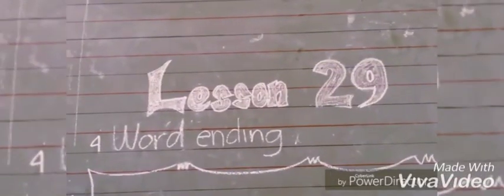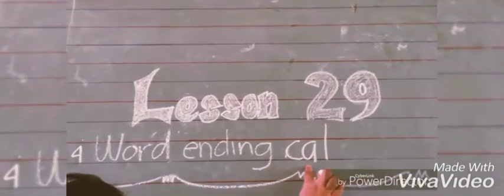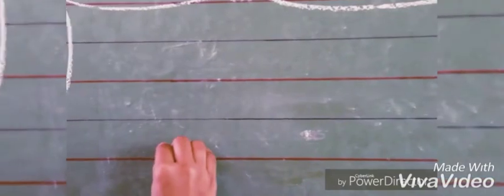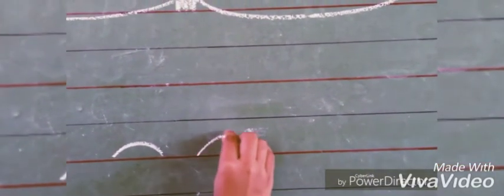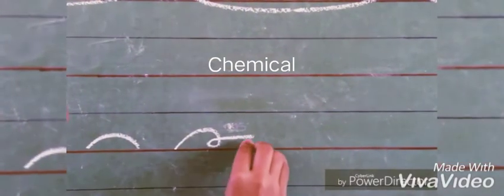So I will be discussing today the word ending cal. So the word ending cal is represented by disjoint K, meaning we will write the K separately from the word. For example, chemical. Chemical is represented by K, E, M, and the word ending cal.